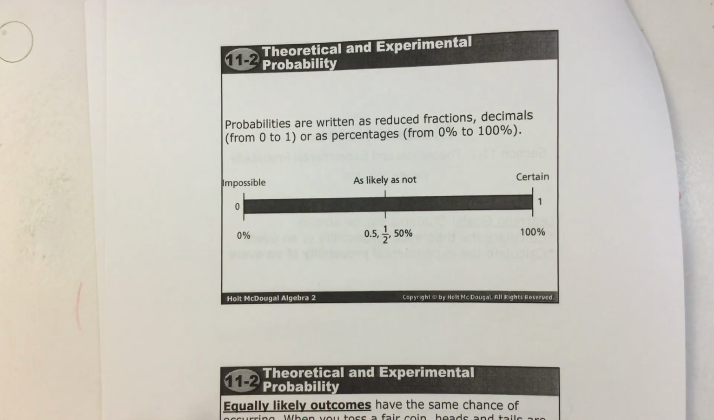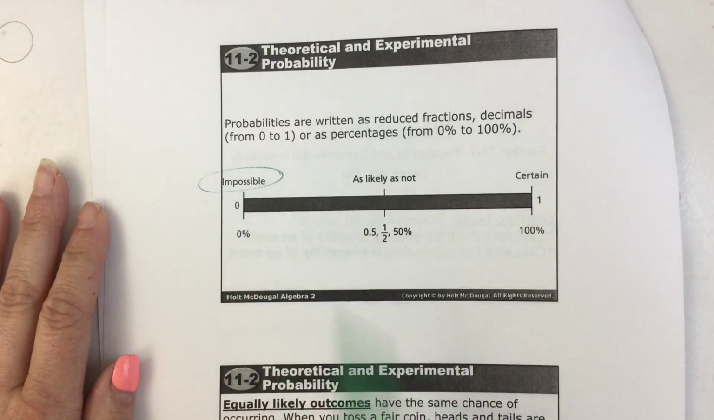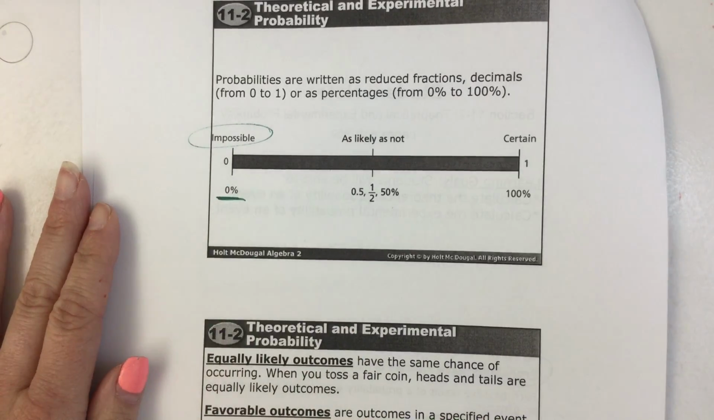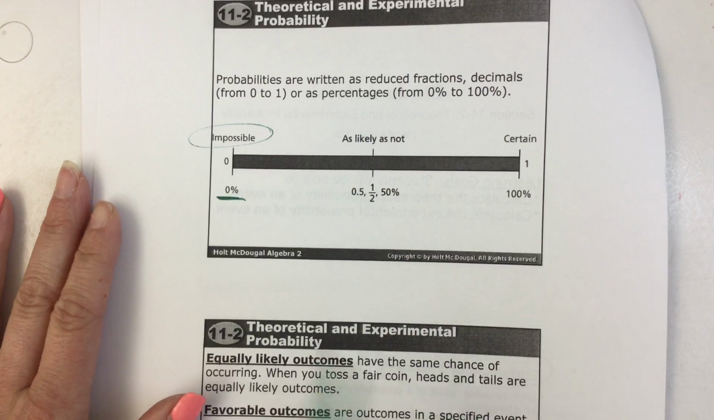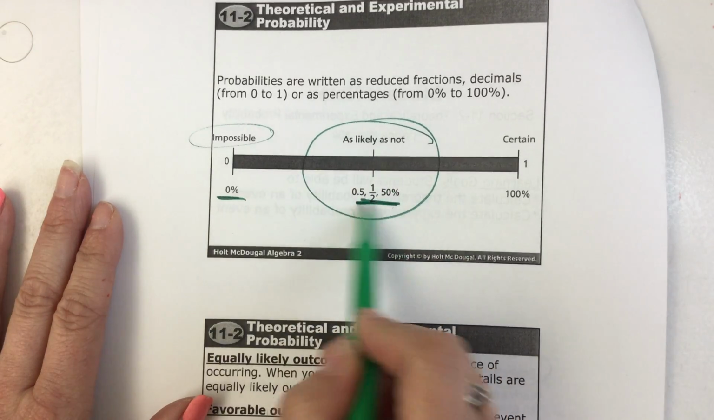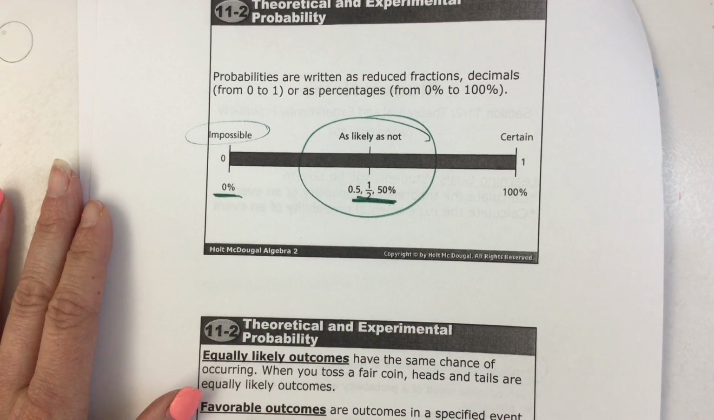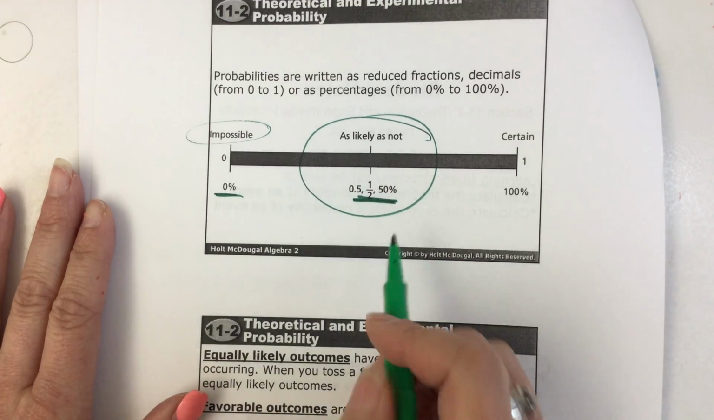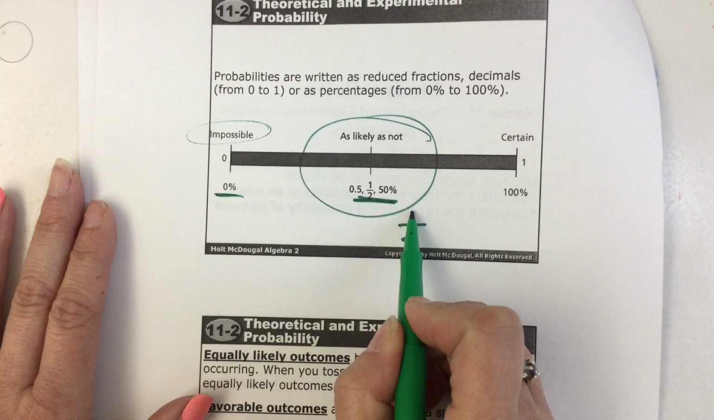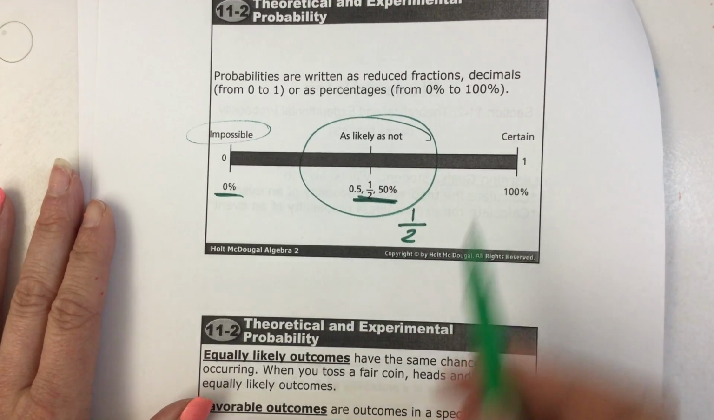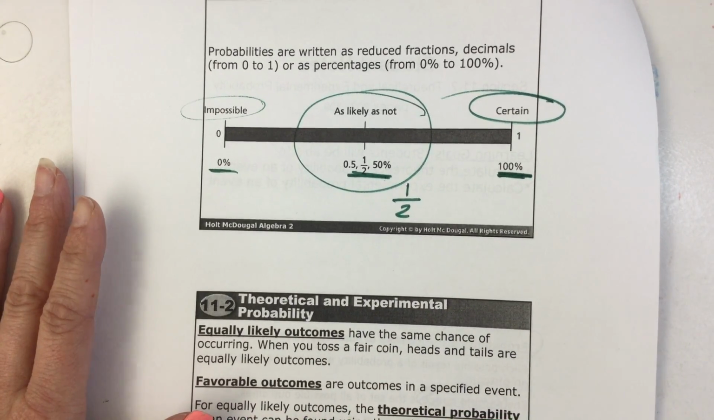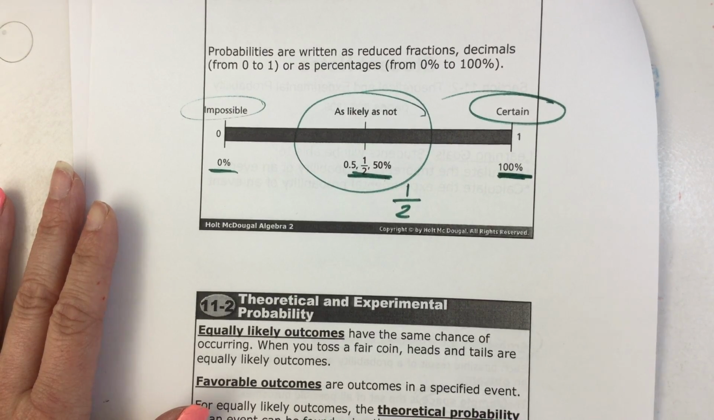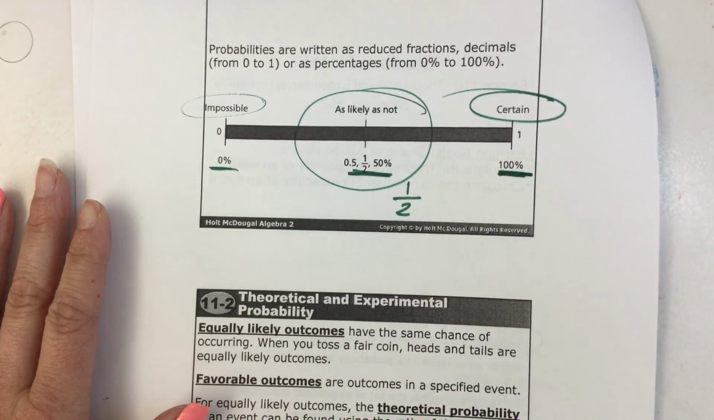Now some key words as you're talking about probability. If somebody says something's impossible, that means it has to be 0%. There's no way that can happen. Like, what's the chance of rolling a 7 on a number cube? It's impossible. A standard number cube does not go up to 7. As likely as not means it's exactly 50%. So if you flip a coin, what's the chance of getting heads? Well, there are only 2 options, so the denominator is 2. Heads is one of them, so 1/2 is 50%. Certain means it has to be 100%. If you roll a standard number cube, what's the chance that your number is lower than 10? Well, all numbers are lower than 10, so that would be a 100% chance.